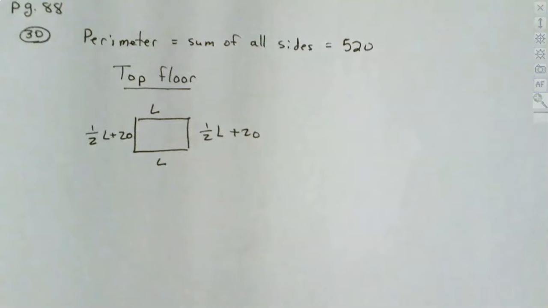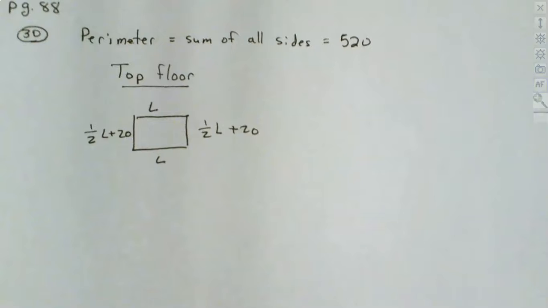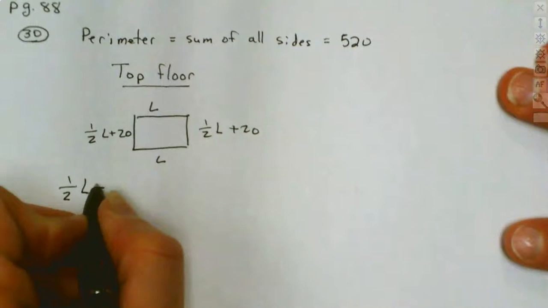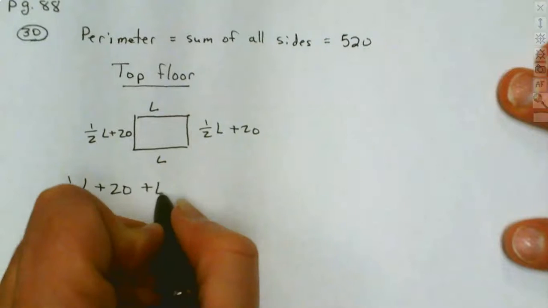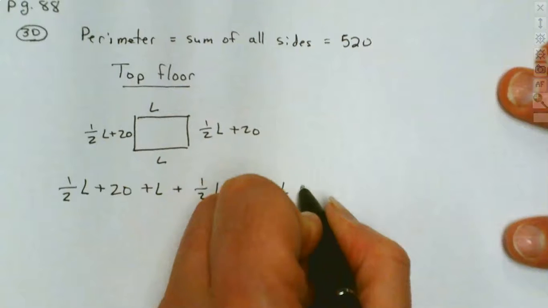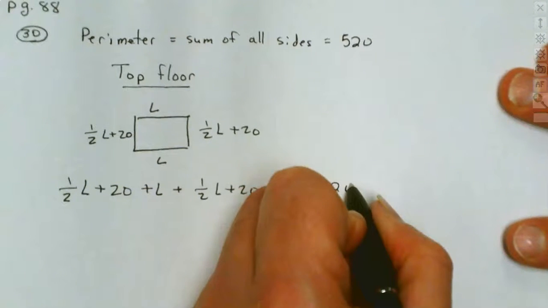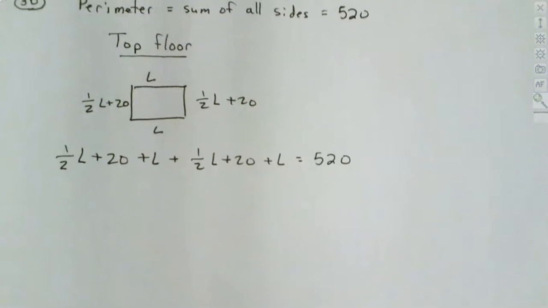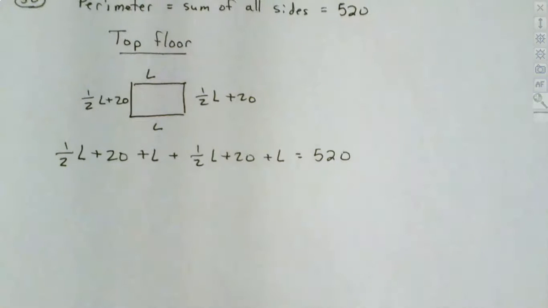Right, so we just looked at it. We first found that perimeter. We looked at the picture that they gave you. We're only concerned about the top floor. Now, what do we know about that perimeter? Well, that perimeter is going to be the sum of all the sides. So that means we have 1/2 L plus 20 plus L plus 1/2 L plus 20 plus L equals 520. Does everyone see where we came up with that? We just added up all the sides all the way around.